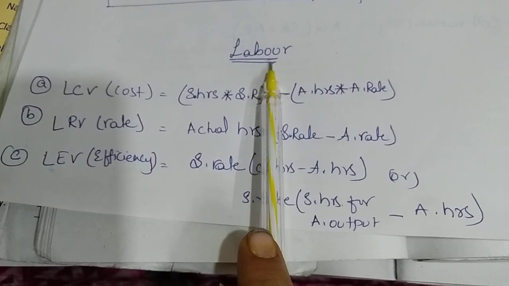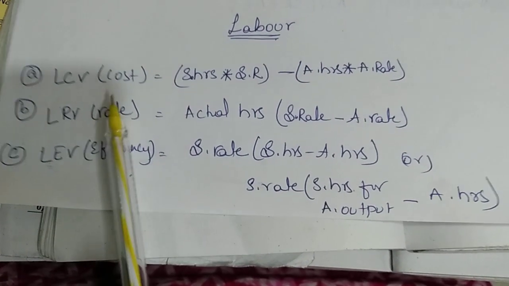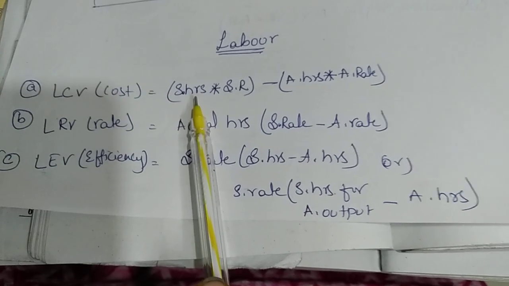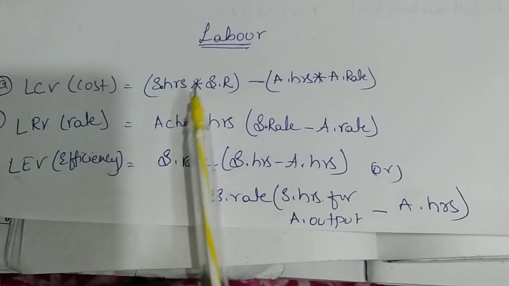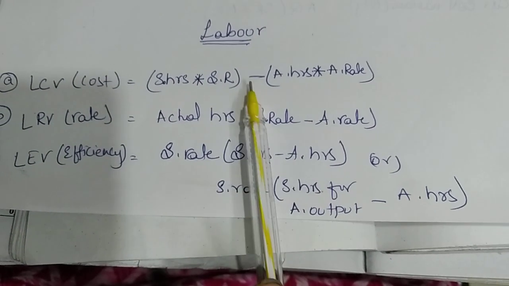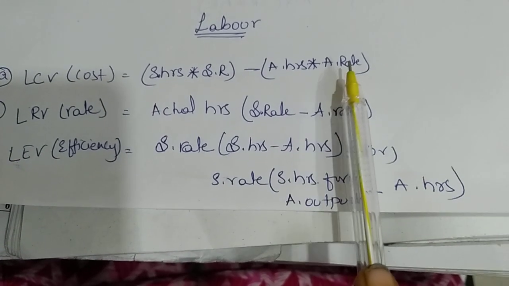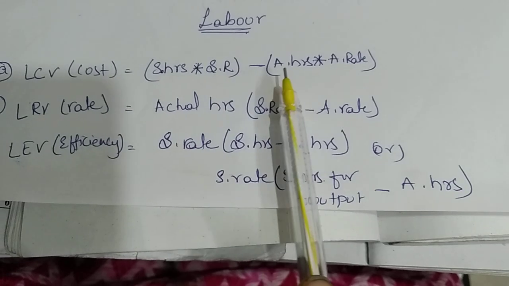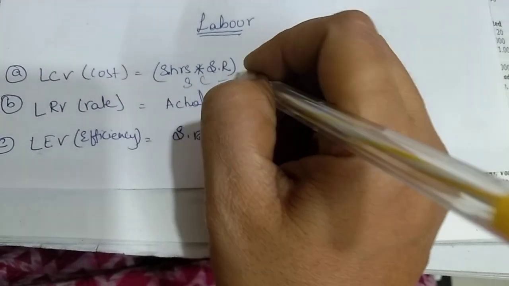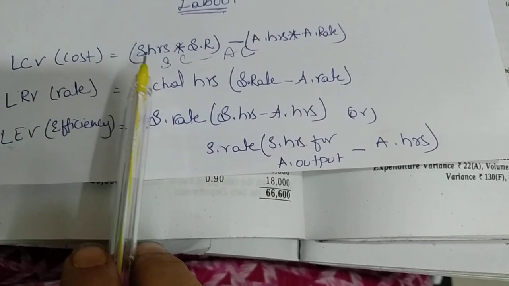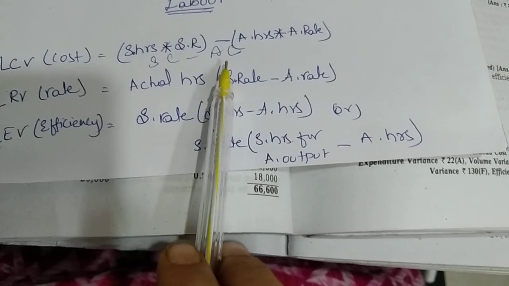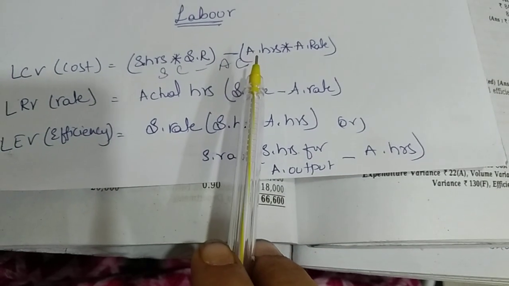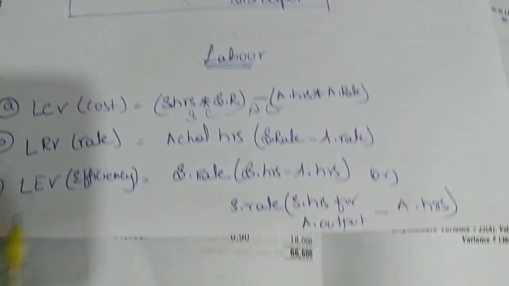In labor variances, the labor cost variance is the first one, which is nothing but standard hours multiplied with standard rate minus actual hours multiplied with actual rate. Or, simply put, it is standard cost minus actual cost. Like yesterday, it is the same: standard cost minus actual cost. Standard cost is standard hours multiplied with standard rate, whereas actual cost is actual hours multiplied with actual rate.